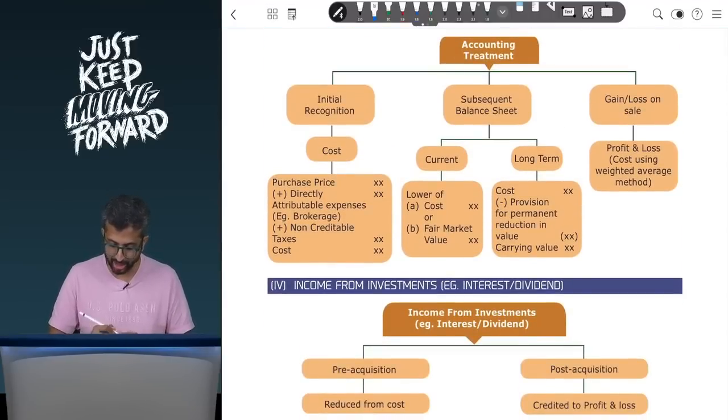And when you look at long term, it is cost less a permanent reduction in value.